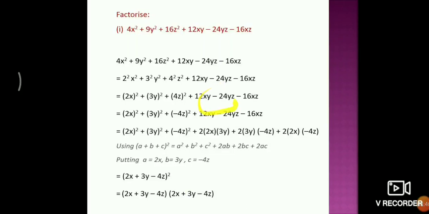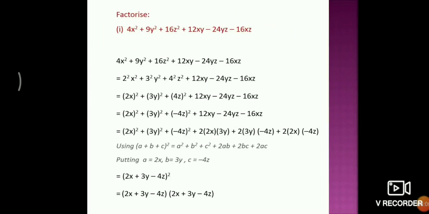Why? Here also it is a negative sign, here also it is a negative sign. So we have to see the common term. Here it is b into c, and here it is a into c, so the common term is c. So the negative sign will come with c. That's why we have written here minus 4z in place of 4z. So these are a, b and c. Simply substitute them in the left hand side of the identity, that is (a plus b plus c) whole square. So we got (2x plus 3y minus 4z) whole square. Very simple, you just need to identify a, b and c along with their signs.